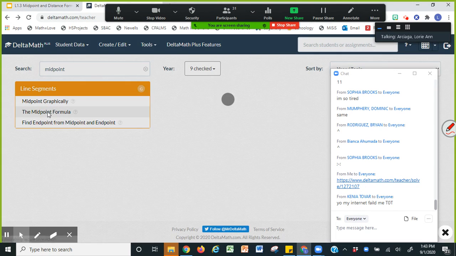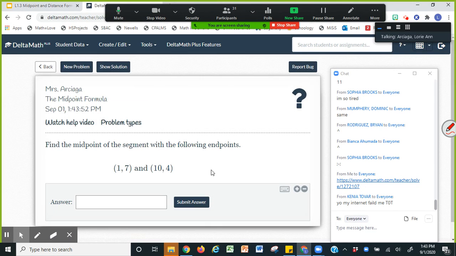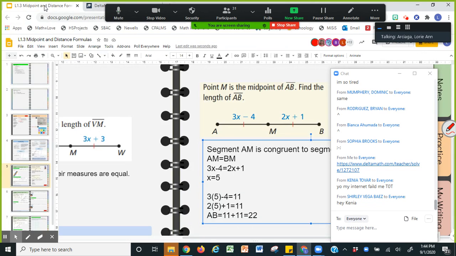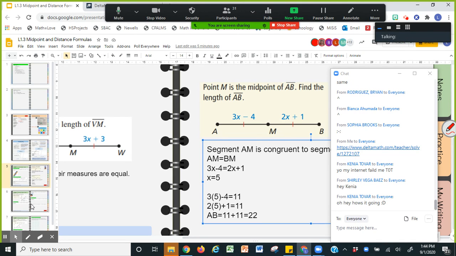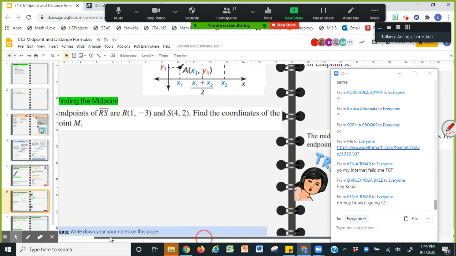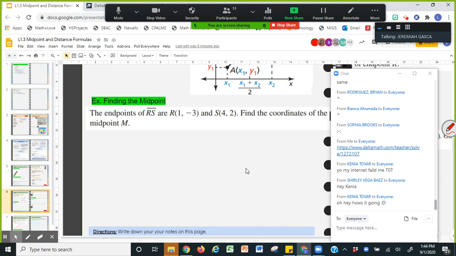However, in some examples, it's going to say find the midpoint of the segment, but without drawing the graph. So how are you going to do that? Before we do this problem, I'm going to show you the lesson needed to do that. Let's move on to slide 6. And this is where you can see.